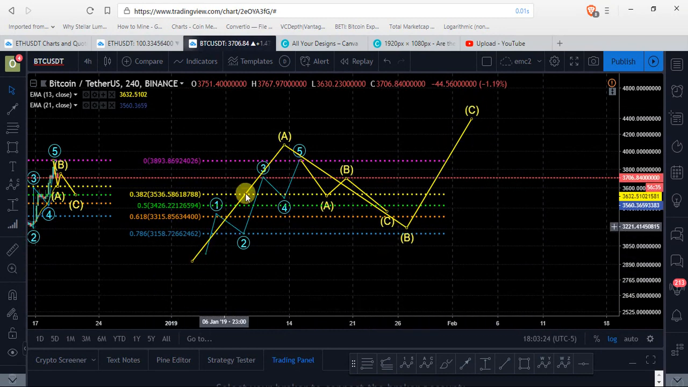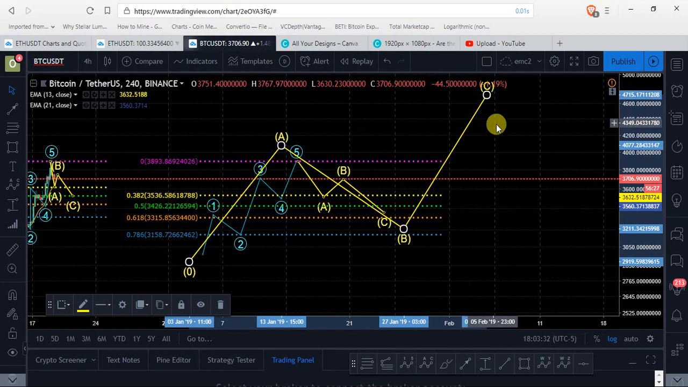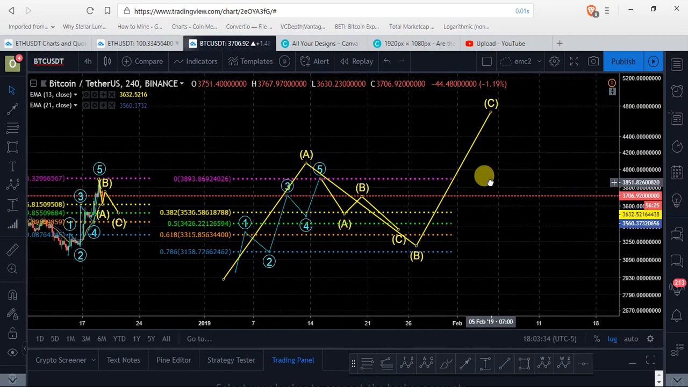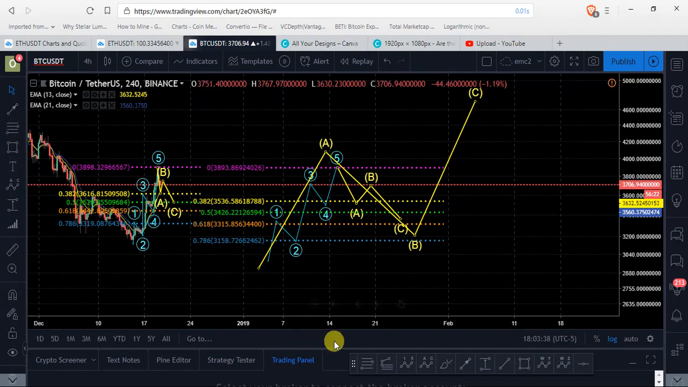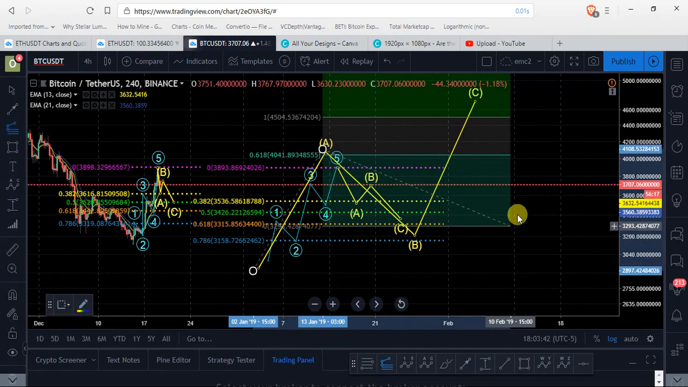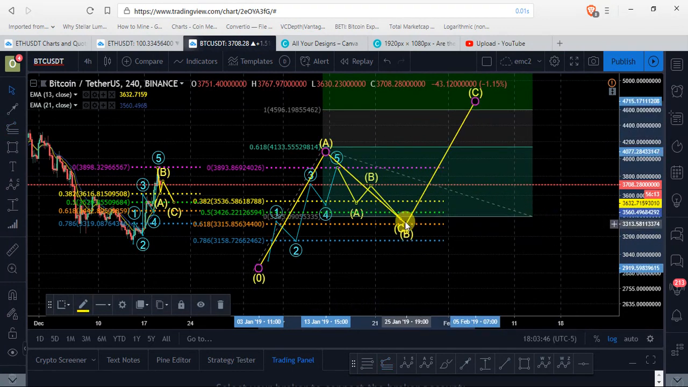For this C wave, you want to expect at least a 1-to-1 extension, or a 1.618 extension if you're very aggressive. But me, I like to just do a 1-to-1 extension just to be safe, because we're still in a bear market. So with a 1-to-1 extension, we've got it right here. Where does it take you? It's going to take you right around this area of 4,300, right?